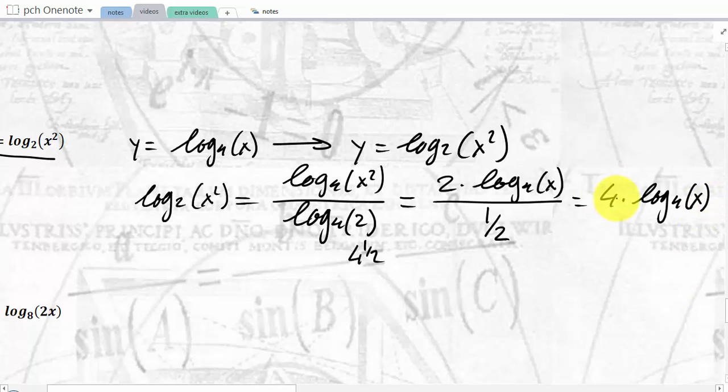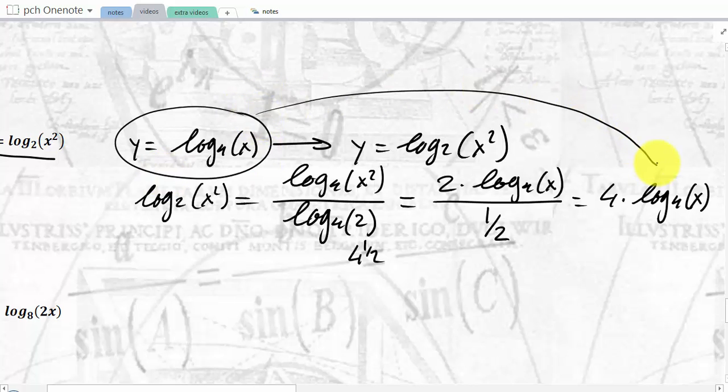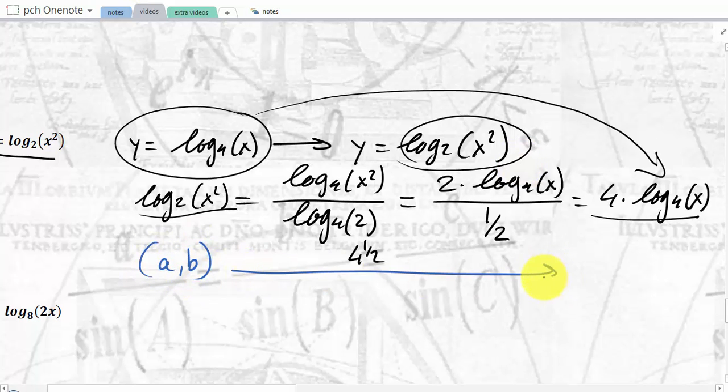So I know what I need to do right here. How do I go from y equals log base 4 of x to log base 2 of x squared? The log base 2 of x squared is 4 log base 4 of x, right? And therefore (a, b) becomes (a, 4b).